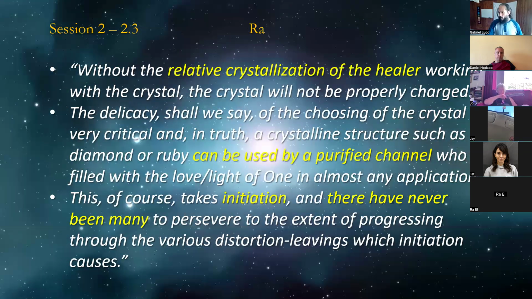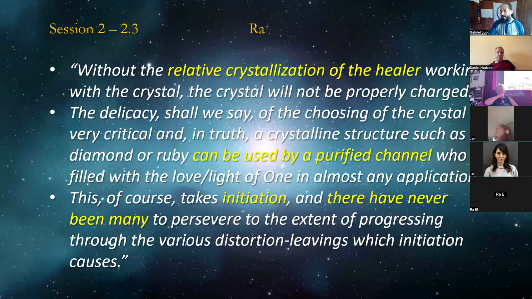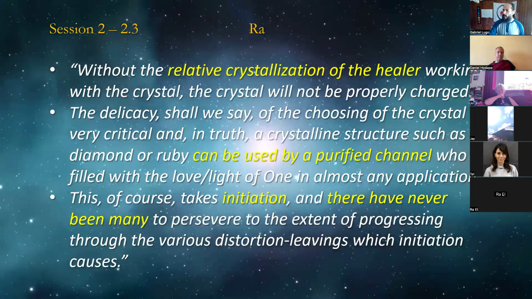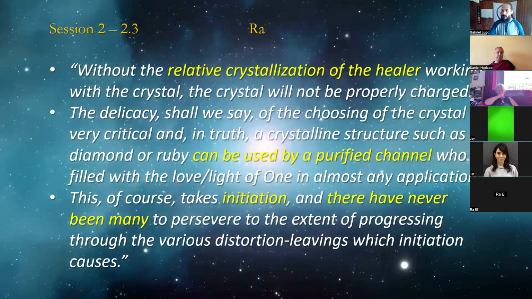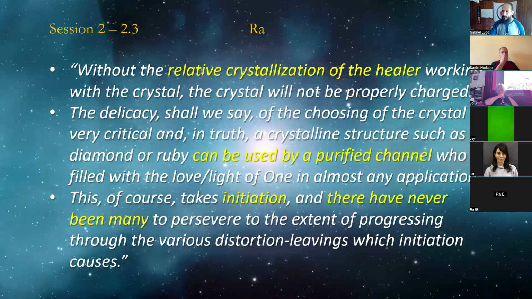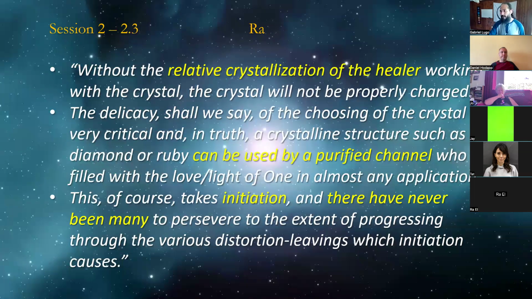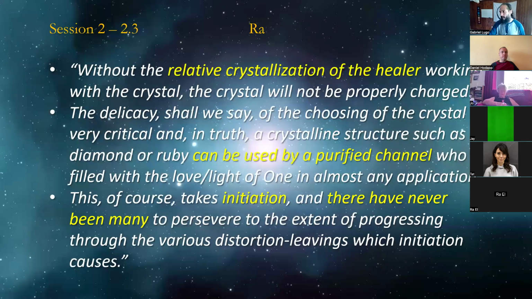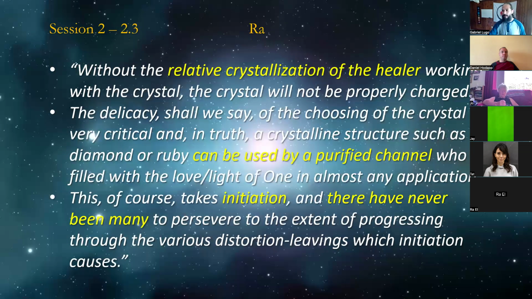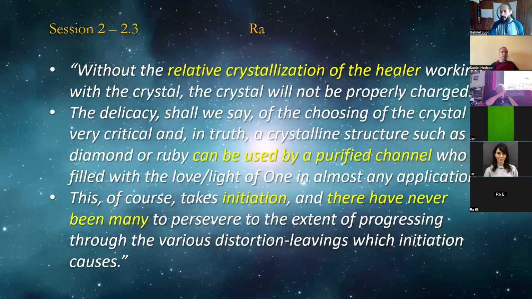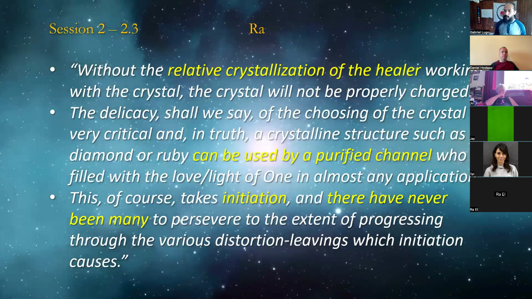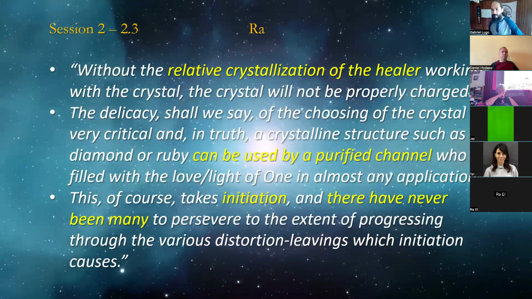So there are two other parts where they say the delicacy, shall we say, of the choosing of the crystal is very critical, and in truth, a crystalline structure such as a diamond or ruby can be used by, again, a purified channel. That's the crystallized healer, who is filled with the love light of One in almost any application. So yes, the crystals seem to be very important.